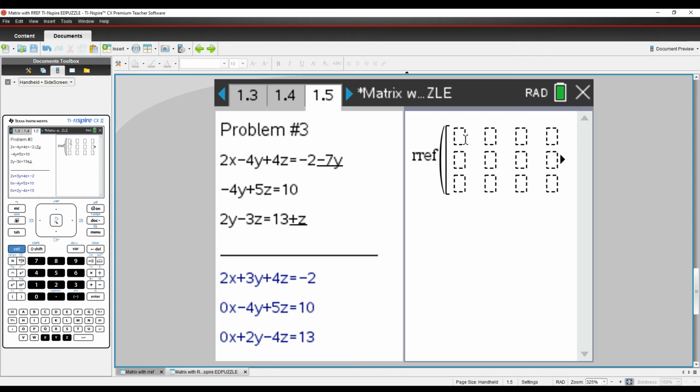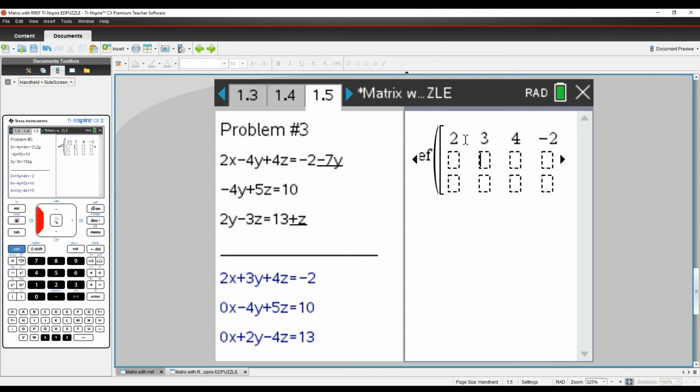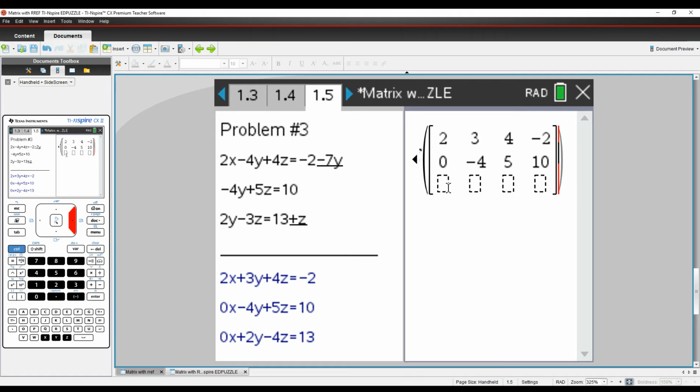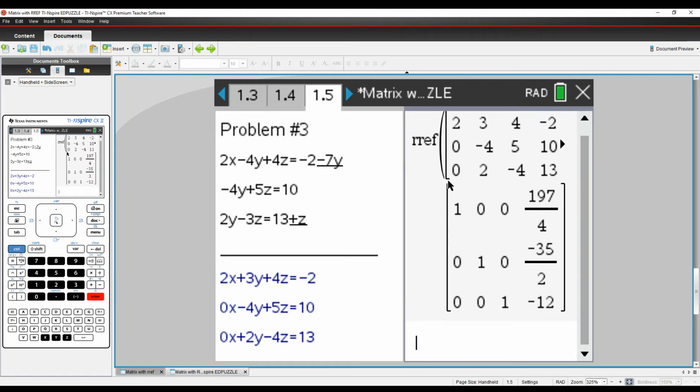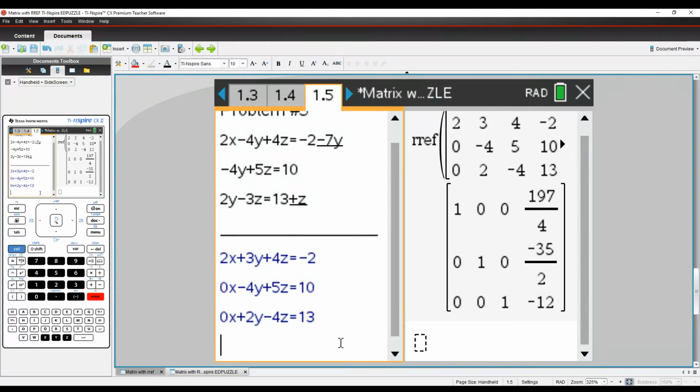Now again, we fill in our augmented matrix with our coefficients. 2, 3, 4, -2, 0, -4, 5, and 10. And then my last one is 0, 2, -4, and 13. If I see my ones going diagonally in my identity matrix, then that means that this does have a unique solution. It has a unique solution, which means one solution.